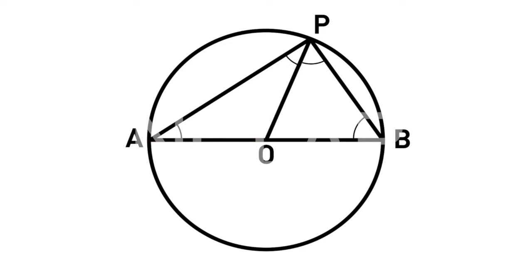Now, let us assume the angle at the point A is x degrees. If A is x, then angle APO will also be x degrees, as the triangle APO is an isosceles triangle. In the triangle BPO, BO and PO are radii of the circle. So, BO must be equal to PO. So, the triangle BPO is also an isosceles triangle. Now, let us consider the angle at the point B is y degrees. Then the angle OPB will also be y degrees.